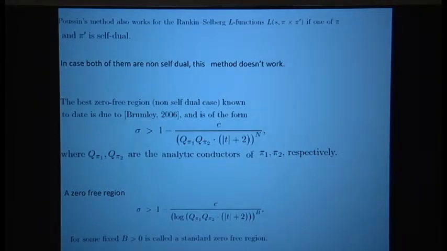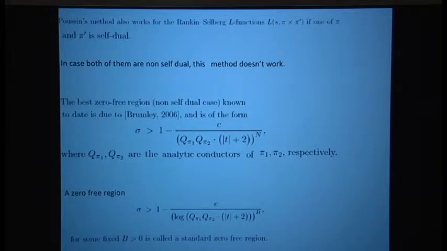this method doesn't work. And in general, we only have a polynomial type zero-free region, due to Brumley. So the zero-free region is like sigma bigger than one minus a constant divided by the analytic conductor to a power. So that's the best result before our talk. In general, that's still the best result.